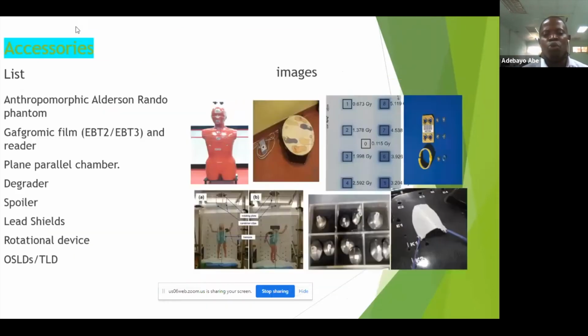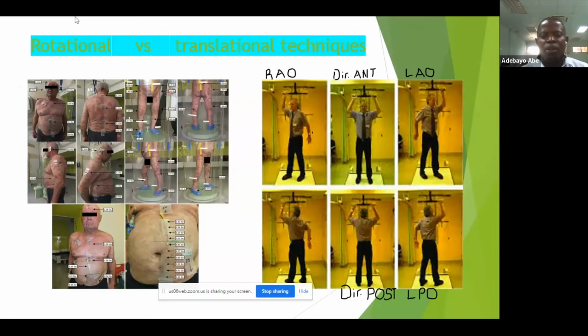Then in the transitional mode, we can see that in order to avoid any underdose or overdose, the patient stands in 6 positional directions, where we see the right anterior oblique feed, right direct anterior, and left anterior oblique feed. Also, you can see right posterior oblique feed, direct posterior, and left posterior oblique feed.